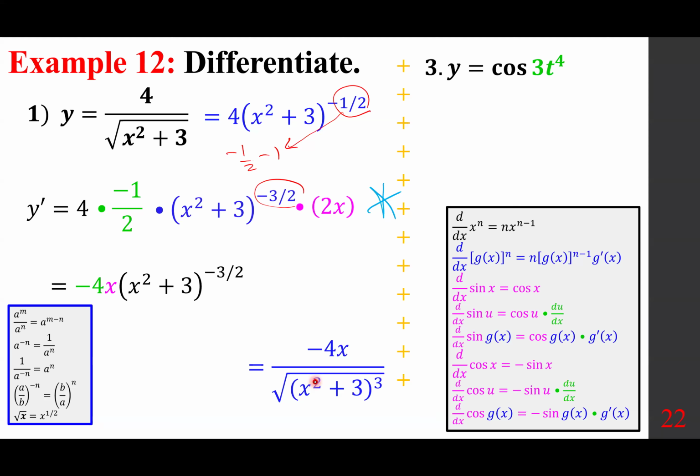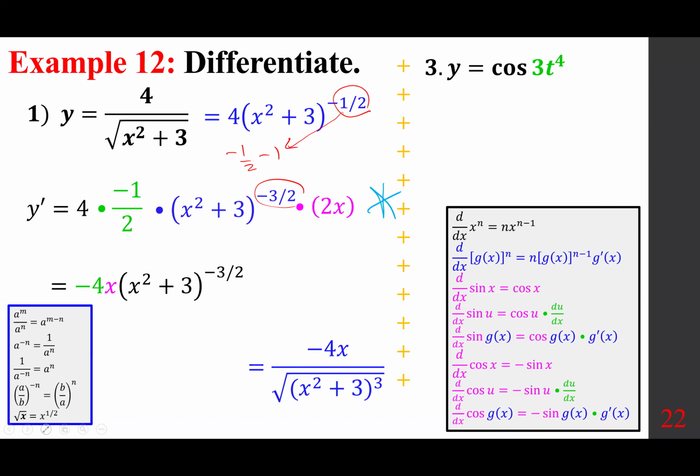Y equals cosine of 3t to the power of 4. First, let me explain what I have for you. The derivative of sine is cosine. The derivative of cosine is negative sine. If it's sine of u, the derivative of sine of u is cosine u du/dx. See, it says d/dx. That means x is the independent variable, which means the derivative of sine of g(x) is cosine of g(x) times g prime of x. This is by the chain rule. d/dx of cosine u is negative sine u du/dx. d/dx of cosine of g of x is minus sine of g of x, g prime of x.